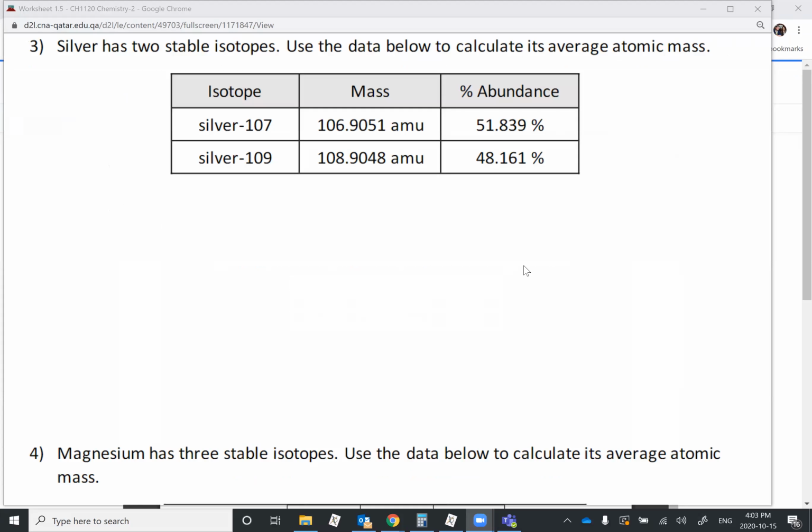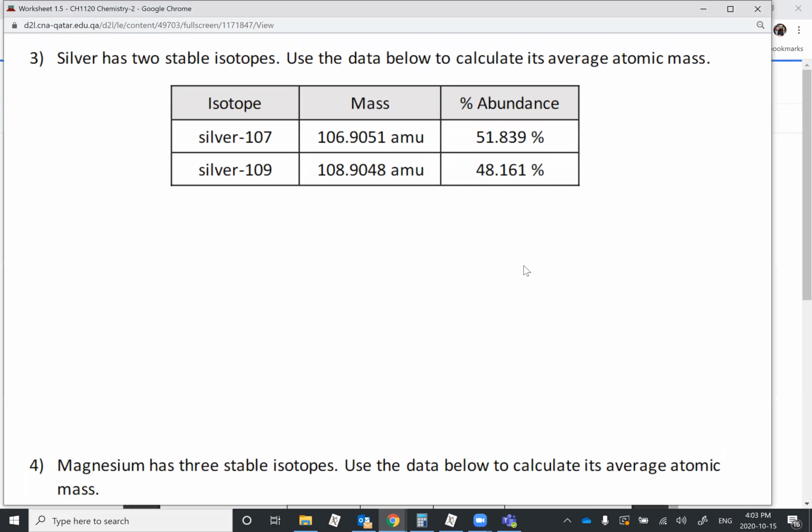Now, the average atomic mass is the number on the periodic table under silver, and we're going to calculate it using the isotopes. So the method is as simple as this. We multiply these 2 numbers together, and we add up the answers, and that's it. There is, however, a little exception or something we need to note here. We always write the percent as a decimal.